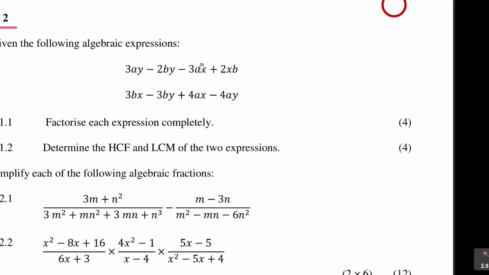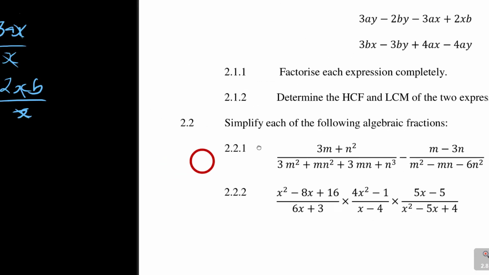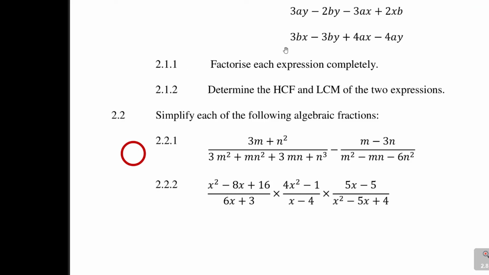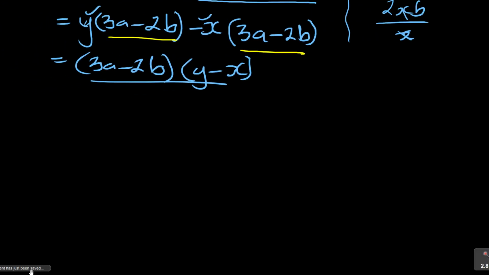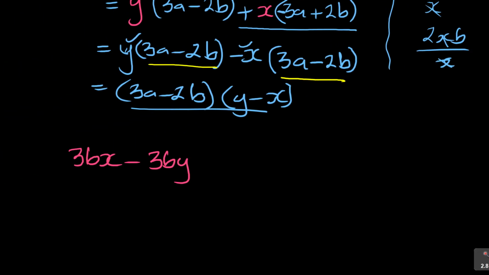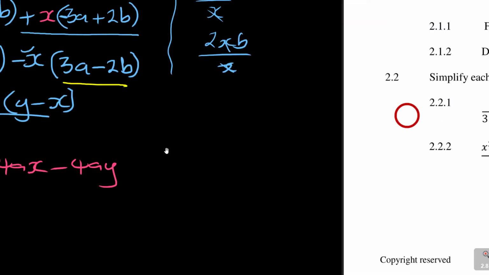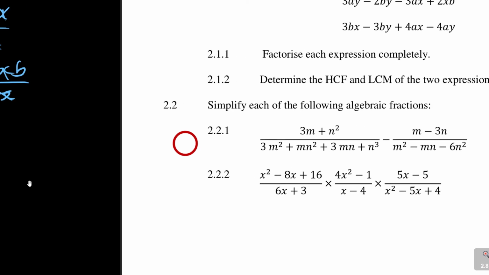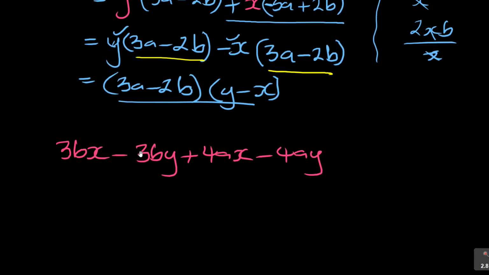If it's 4 marks, it means that one is 2 marks. Look at this one, 3bx. Let me take it out because this question continues. 3bx minus 3by plus 4ax minus 4ay. So let's just confirm a few things. 3bx minus 3by plus 4ax minus 4ay. 3bx minus 3by, look at this.